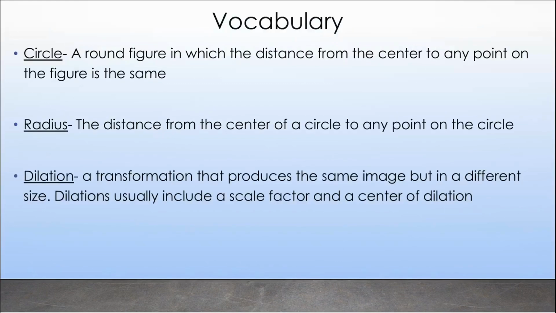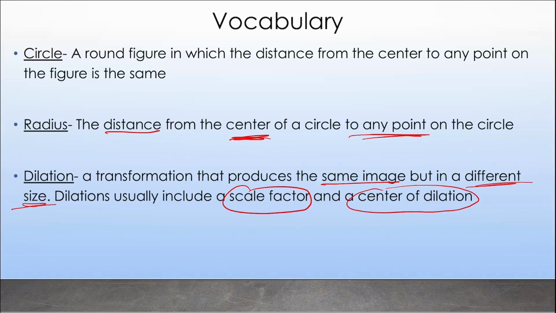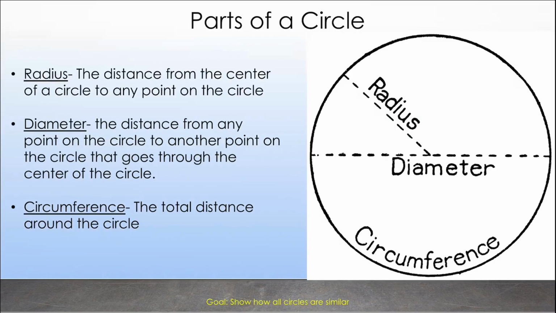Our vocabulary: a circle is a round figure in which the distance from the center to any point on the figure is the same. The radius is the distance from the center to any point on the circle. And a dilation is a transformation that produces the same image but in a different size. Dilations usually include a scale factor and a center of dilation, so we need a scale factor and a center of dilation.